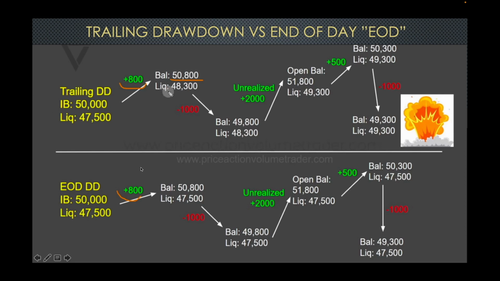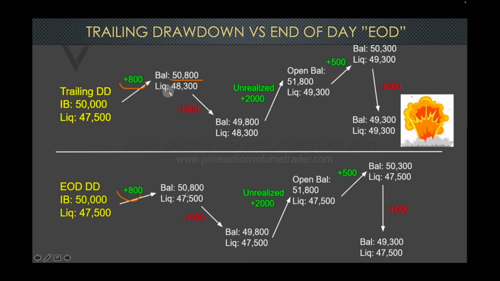So anyway, back to the trailing drawdown versus end of day. This is $2,500 in both accounts, regardless of units. It's $50,000, but you have $2,500 to trade. You don't want to lose any more than that $2,500. So you make $800. In both accounts, you're up to $50,800. In the trailing drawdown, what that means is instead of staying at $47,500, it follows you. So now it moves up to $48,300. So it's $2,500 less than what you just made.